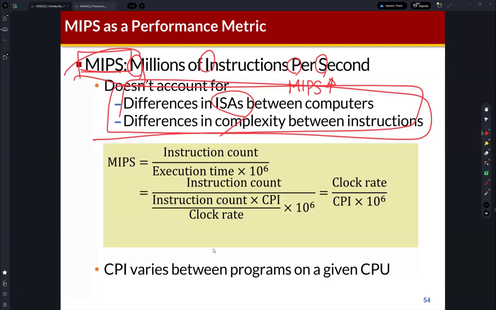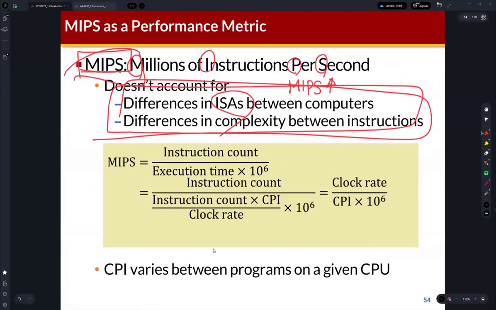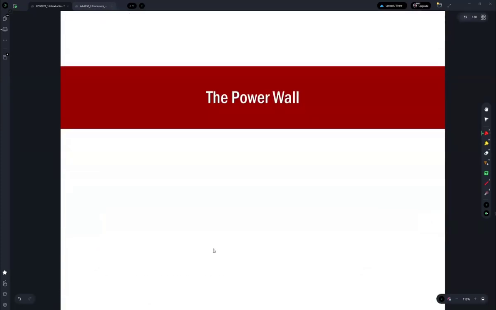So if the ISA is the same, and the compiler options and the compiler are also the same, we can use MIPS as the performance metric. Otherwise, we cannot use it. Okay. So we learned about the performance metric of a computer system. Now I will explain about the power.